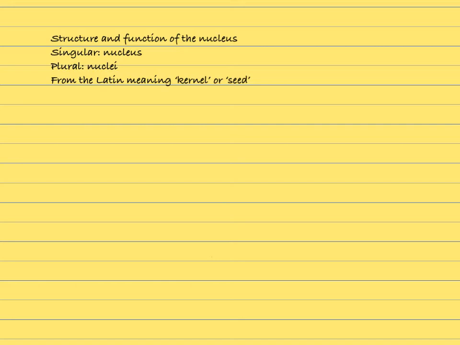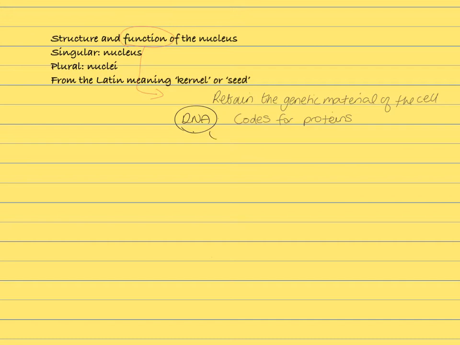So the function of the nucleus is to retain the genetic material of the cell. And we know that the genetic material in eukaryotic cells is DNA. So essentially, the nucleus contains the DNA. The DNA, we know, codes for proteins. And the section of DNA which codes for a particular protein is known as a gene.